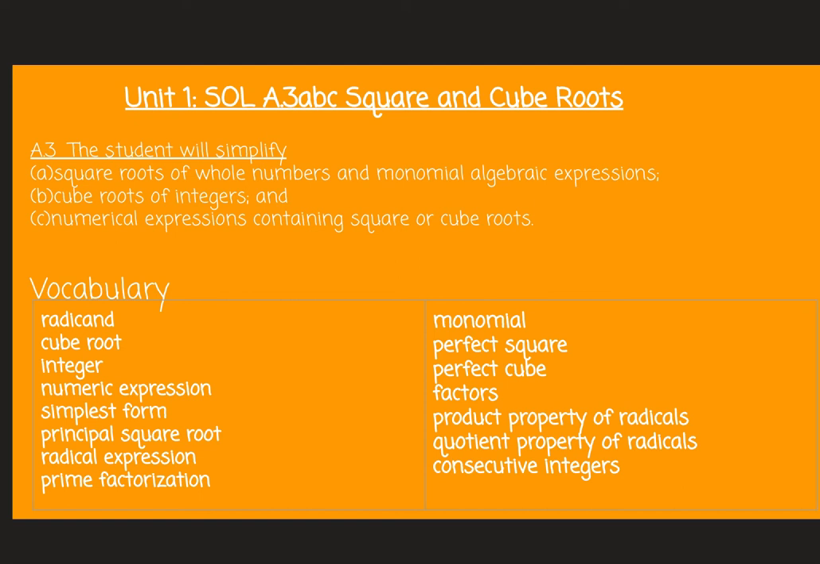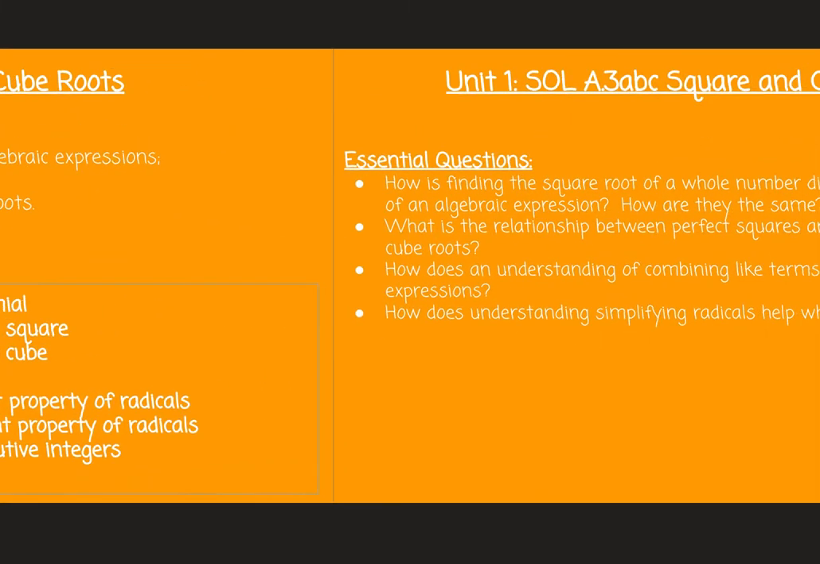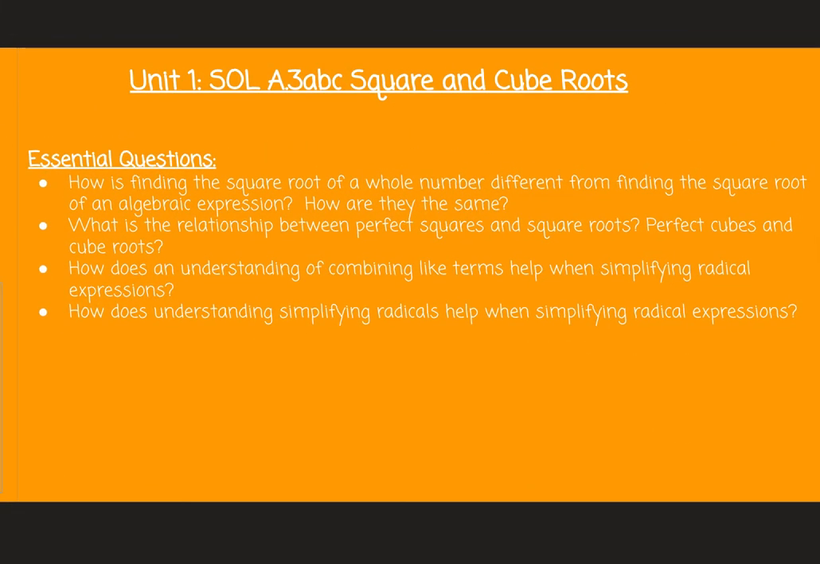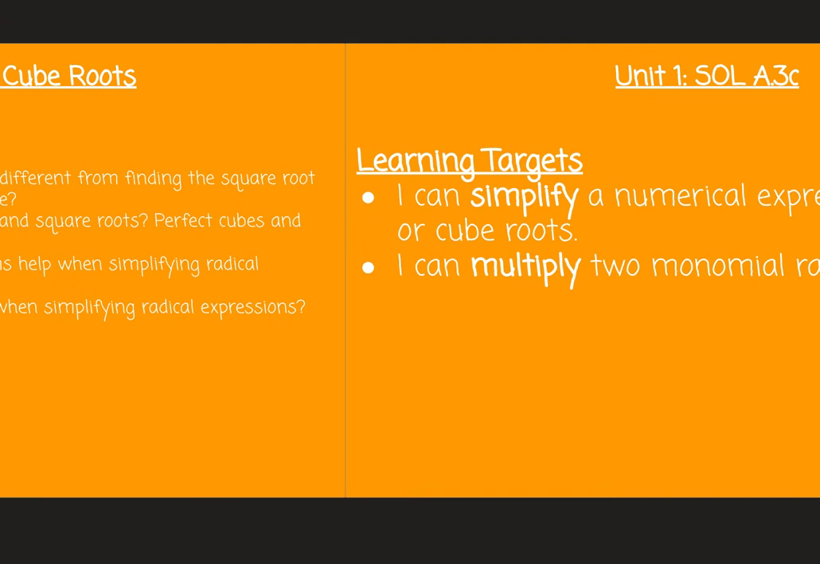Right, so now we are in the last part of our SOL 8.3 A, B, and C. We're looking at the last portion of C, which is multiplying radicals. All right, so again, how does understanding combining like terms and simplifying expressions, and how does simplifying radicals help simplify radical expressions? So more so, that last bullet point is going to apply to our lesson today. How does understanding radicals help with simplifying radical expressions?